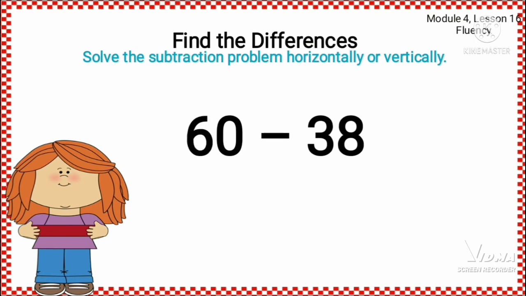60 minus 38. What's the answer? If your answer is 22, you are correct. 61 minus 38. If your answer is 23, fantastic.